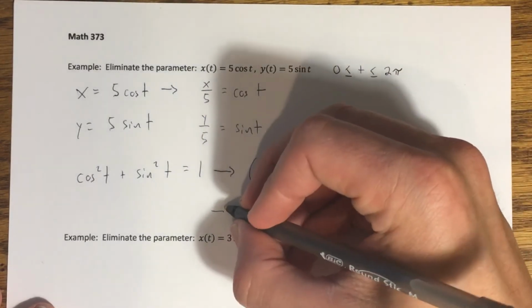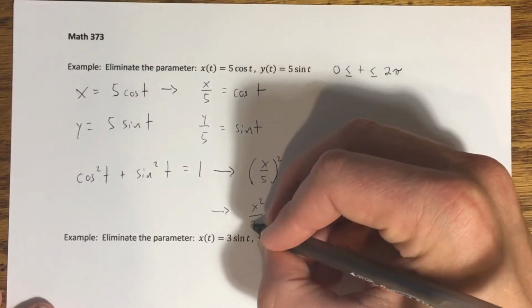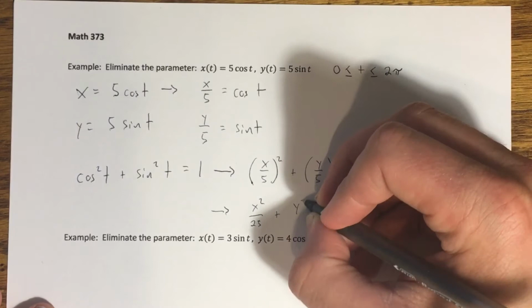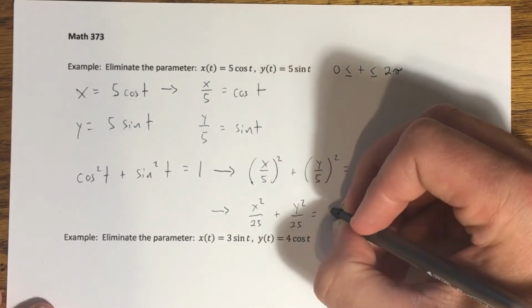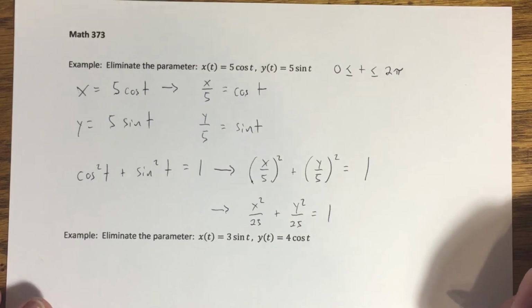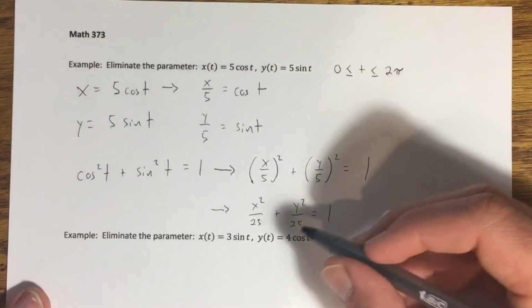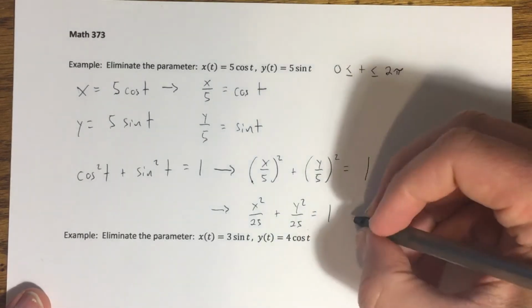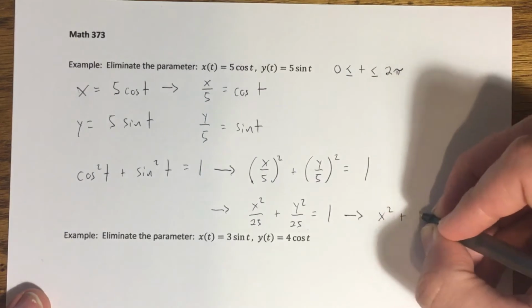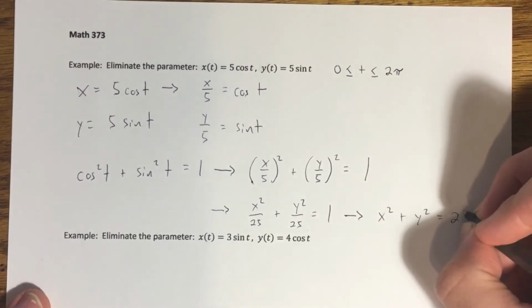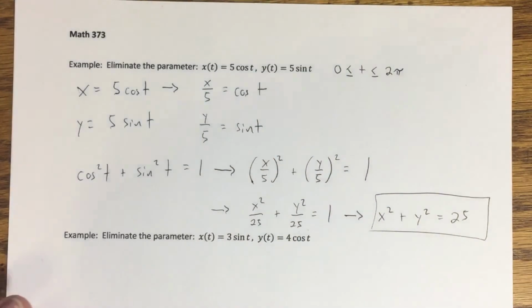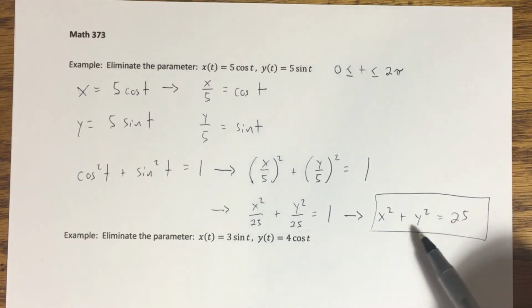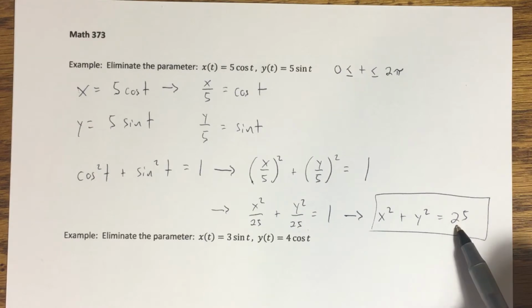Let's simplify this a bit. This is the same thing as x squared over 25 plus y squared over 25 equals 1. I could leave this in that form, or I could simplify it a tad more and notice that I have a common denominator of 25. If I multiply both sides of this equation by 25, I get x squared plus y squared equals 25. So what does that tell us about the graph of these parametric equations? Well, this should look very familiar. This is the equation for a circle centered at the origin with a radius of 5, the square root of this.